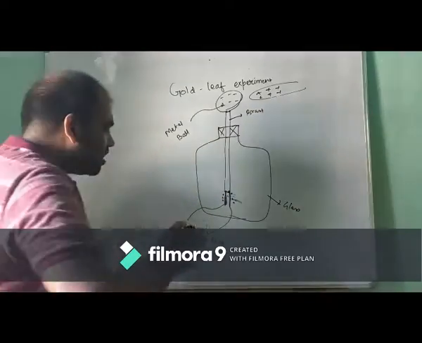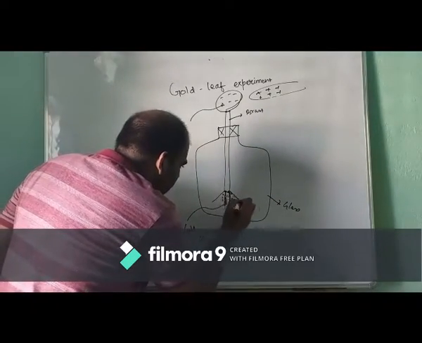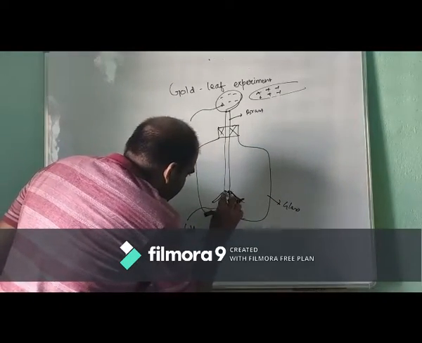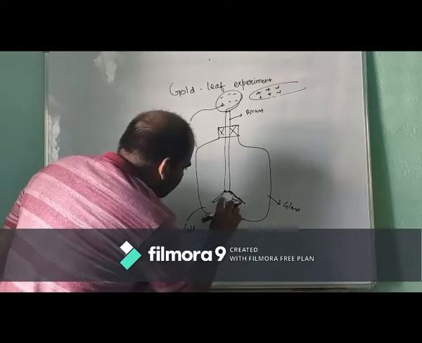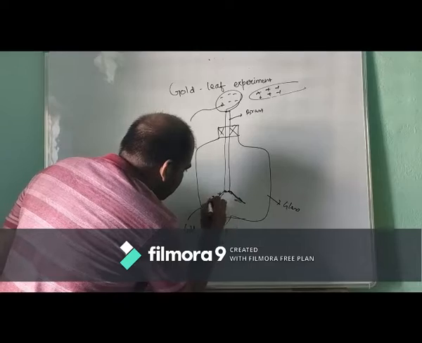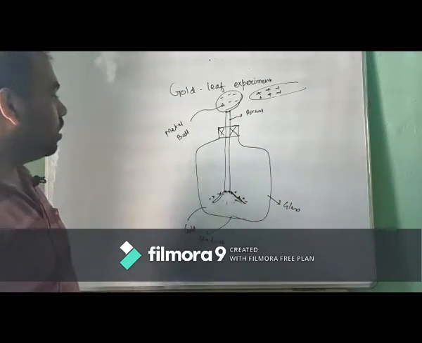Is it or not? So this leaf will fly away. Earlier the leaf was like this. Now the leaf flies away because it is positively charged. So there is a repulsion. So it will fly away like this.